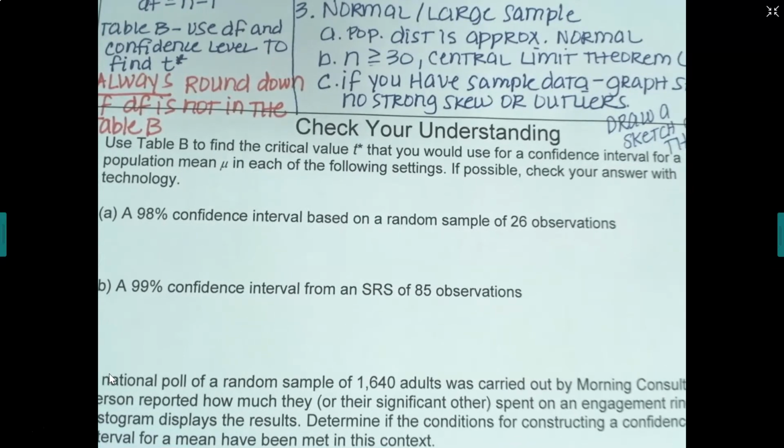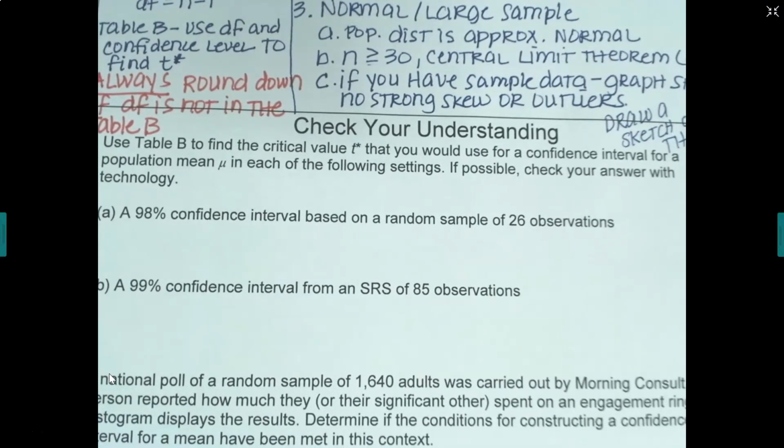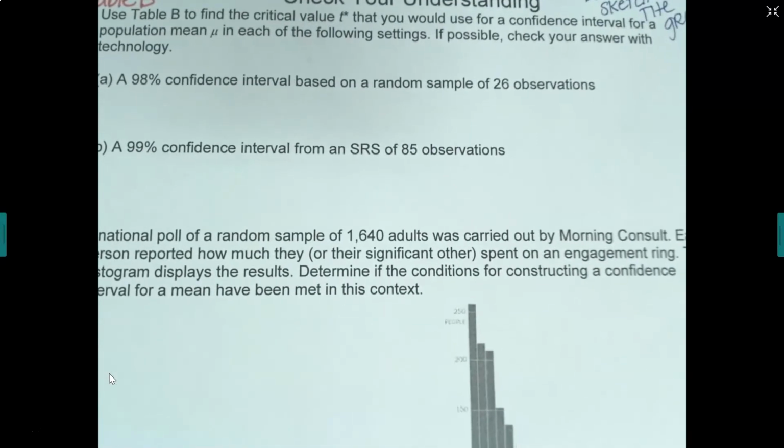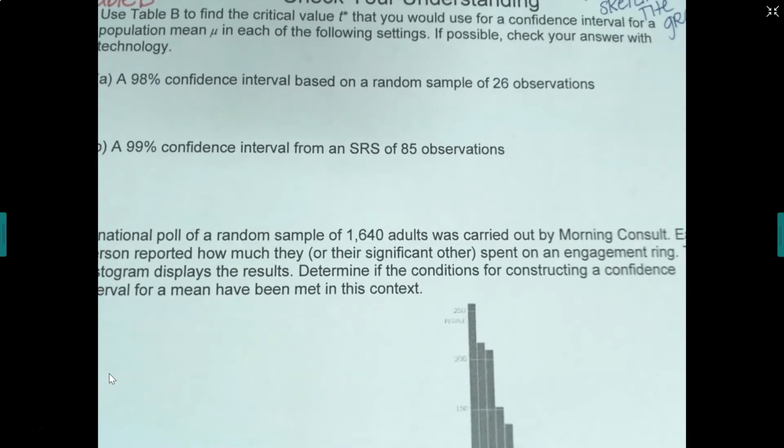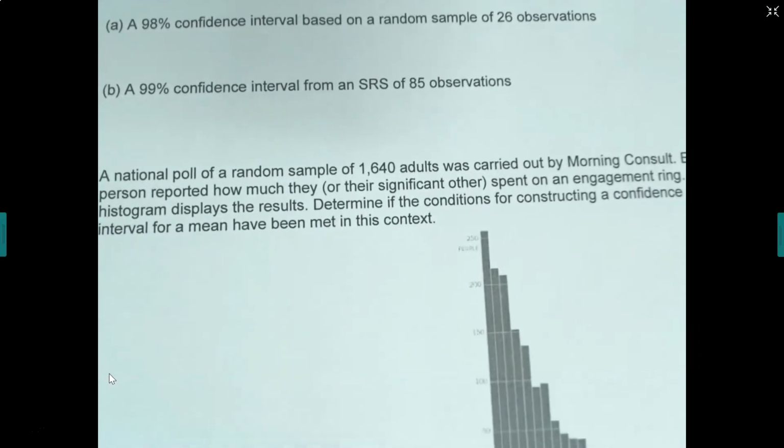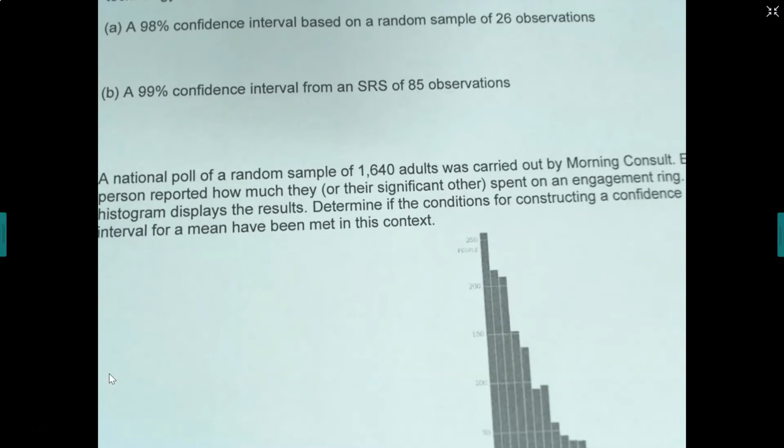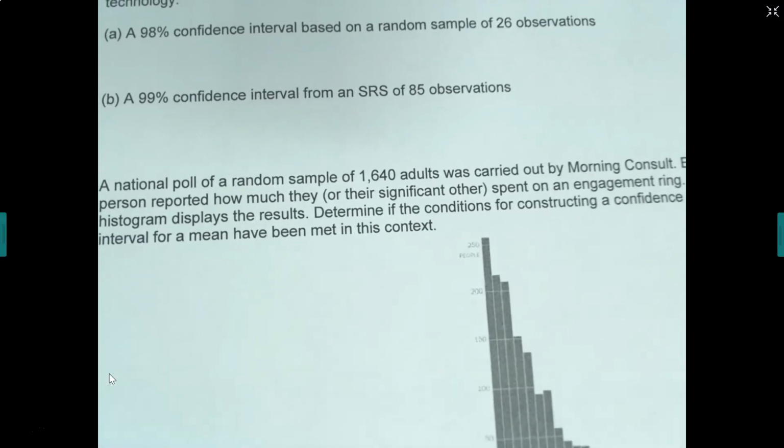It has you trying a couple different things on the Table B. And then number 2, check your 3 conditions and see if you meet them to be able to go forward with your confidence interval. Check the key to see how you did. Let me know if you have any questions, and I'll see you in class.